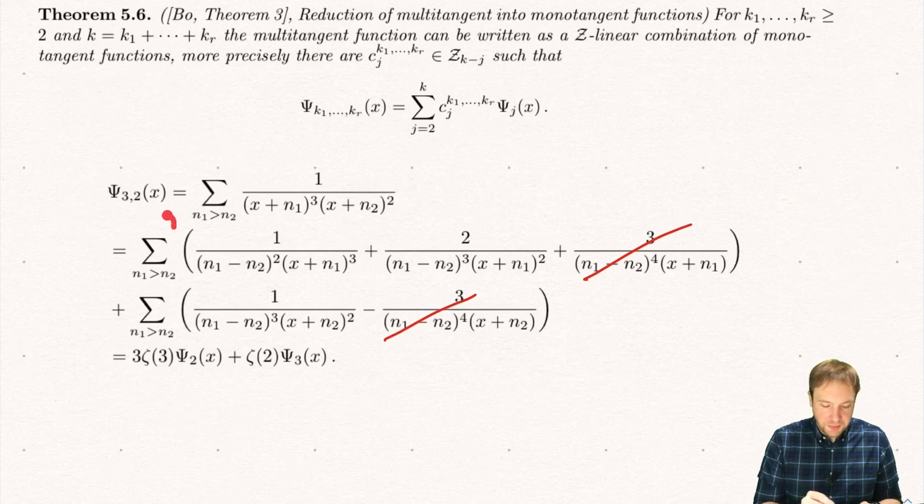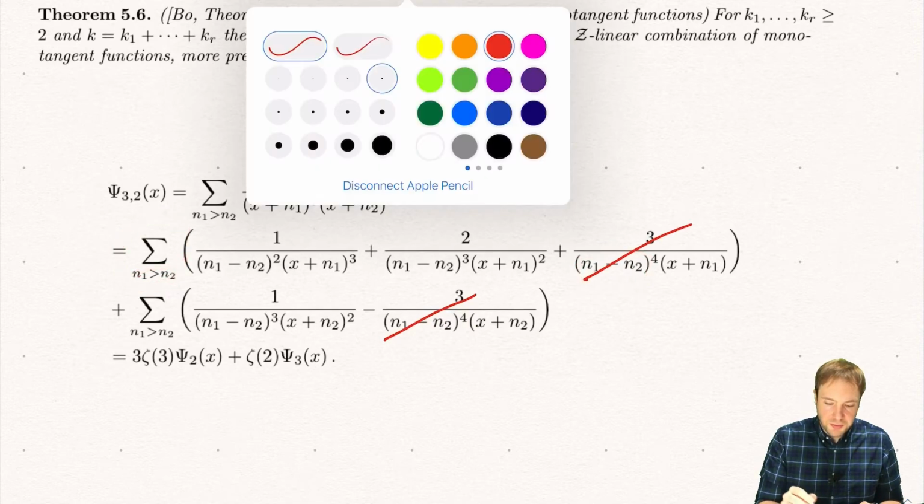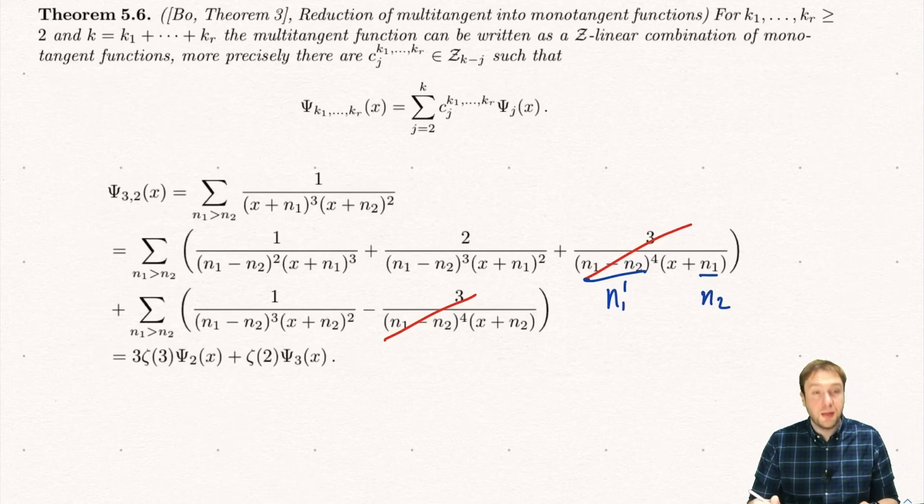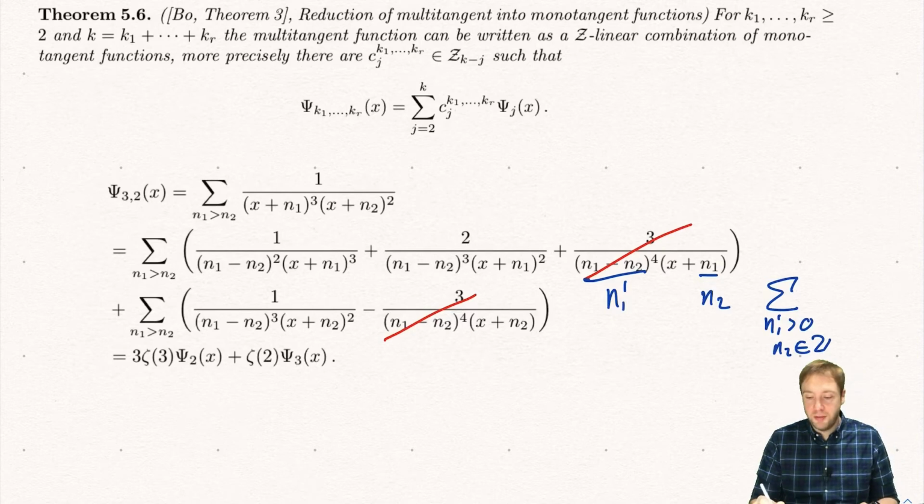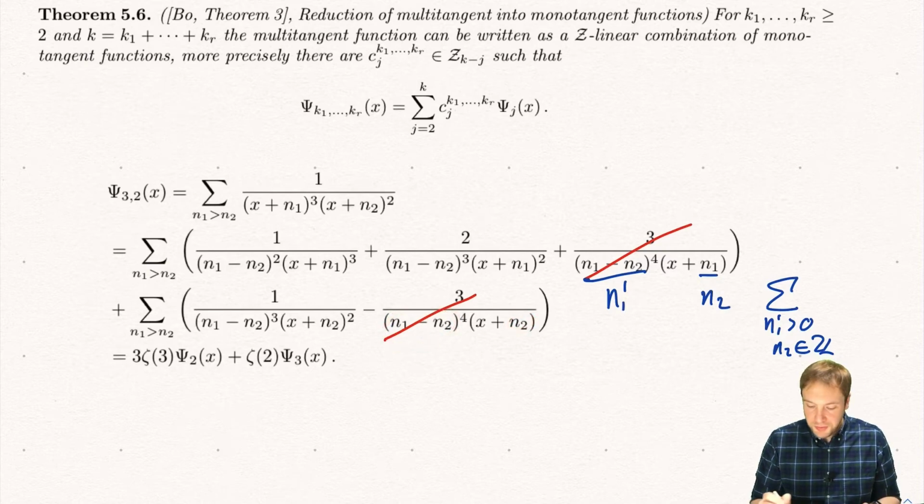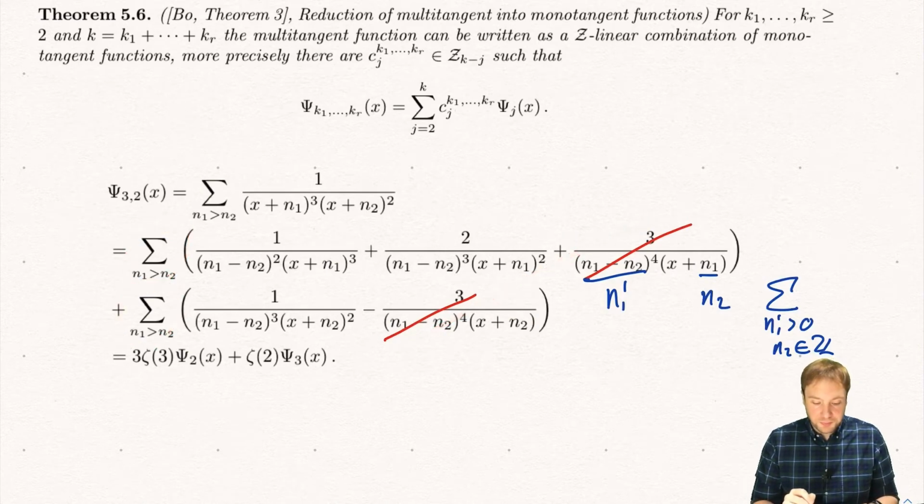Because I could rewrite this sum here, n1 minus n2, so n1 is greater than n2, so I could rename this to say this is n1 prime, and this is maybe n2. So then instead of taking the ordered sum where n1 is greater than n2, I could rewrite it as a sum where n1 prime is positive and n2 is some arbitrary integer. And also here I could call this n1 prime, and here it's already called n2. And then you see that if you take the sum over all of them, these two terms cancel out.